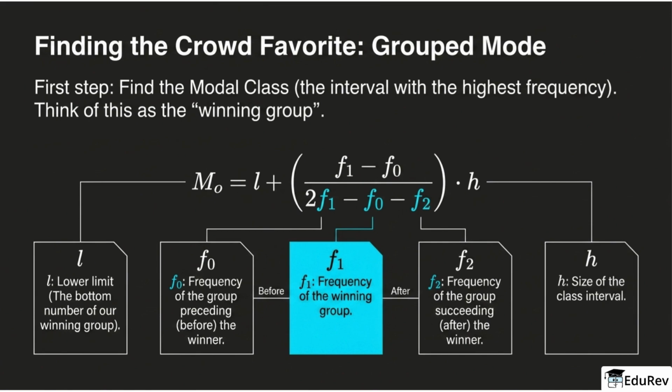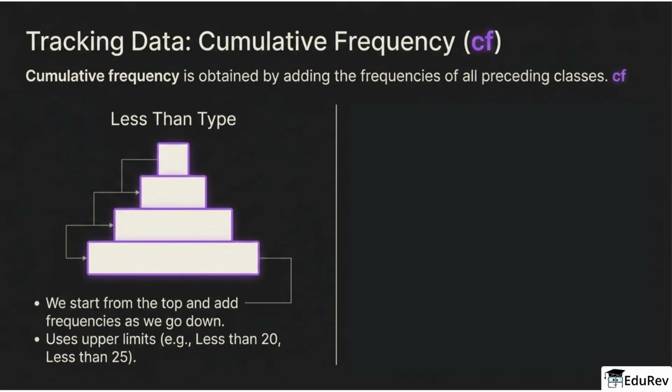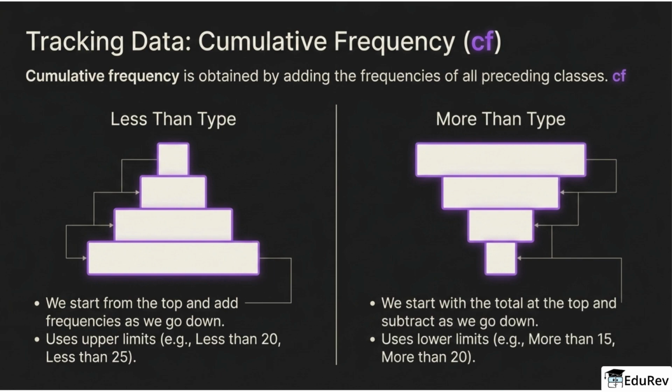To find our final core metric, the median, we first need to learn a new way to track data. This new tracking method is called cumulative frequency or CF. Cumulative frequency is obtained by adding the frequencies of all preceding classes. There are two types. For a less than type, we start from the top and add frequencies as we go down. This type uses upper limits, reading as less than 20 or less than 25. For a more than type, we start with the total at the top and subtract as we go down. This uses lower limits, reading as more than 15 or more than 20.